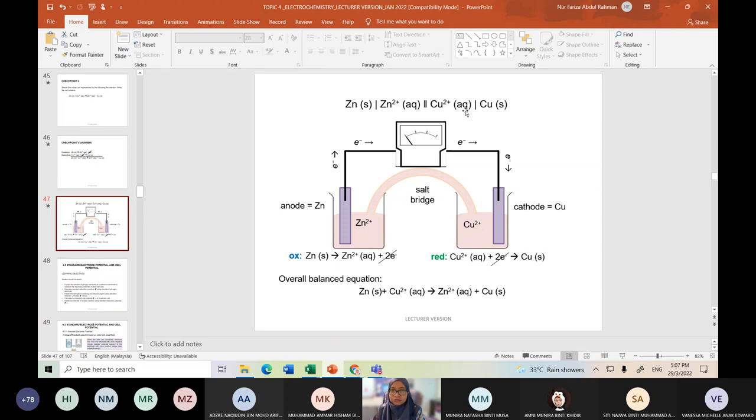Okay, and between aqueous and solid, we have to use a single line, because they differ in phase, a phase barrier. Okay, alright. Okay, done.